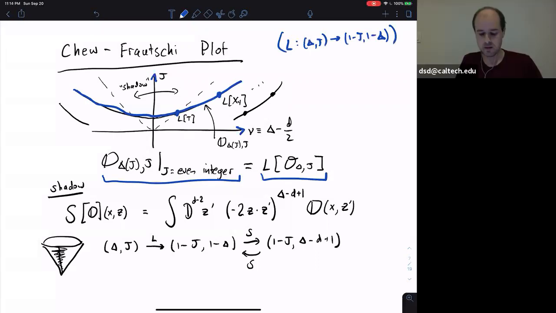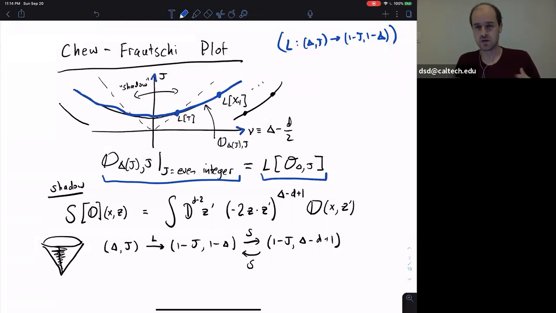Good. So one reason for choosing these coordinates is that this plot has a nice symmetry called shadow symmetry. One nice thing about viewing the things on the Chew-Frautschi plot as light ray operators is it makes much clearer what shadow symmetry in a CFT actually is.